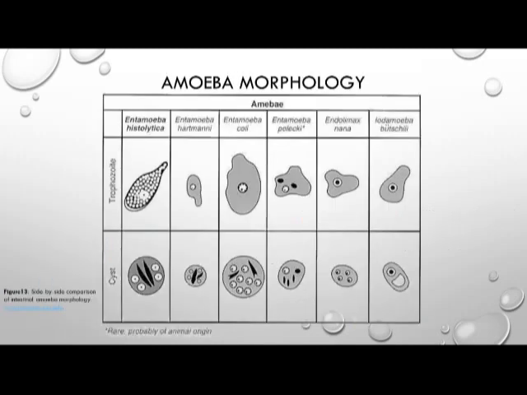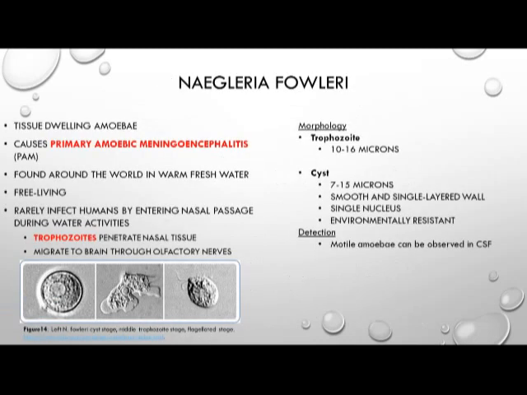So here's a chart to help distinguish some of the features of the clinically relevant Entamoeba histolytica from the less clinically relevant Sarcodina. And lastly of the Sarcodina, the amoeba, we are going to cover Naegleria fowleri.